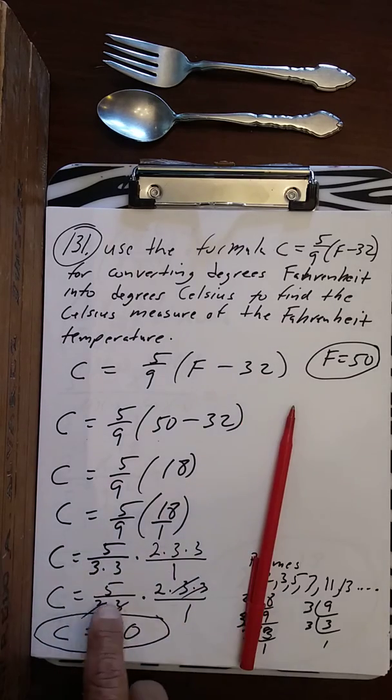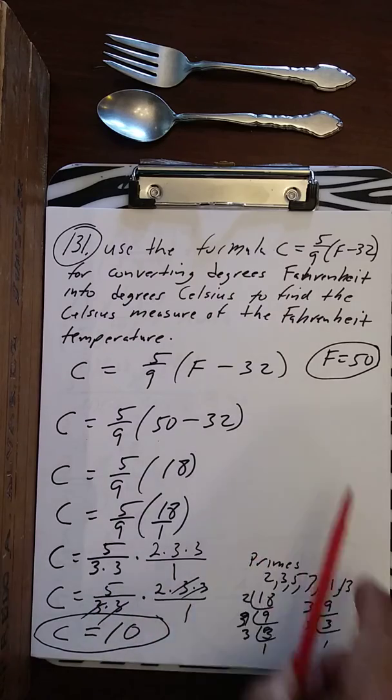And we can cancel what? 3 and 3, 3 and 3. What's left over? Just 1 at the bottom, don't worry about it. The top, 5 times 2, 10. Done.